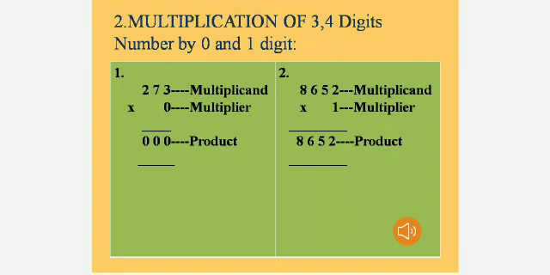As you can see on the left side, in the first example, I have taken a 3-digit number, that is 273, and this is the first term, called the multiplicand. Second, I am multiplying with 0. The second term, 0, is called the multiplier, and I am using the multiplication operator. Let us see the answer. 0 3s are 0, 0 7s are 0, 0 2s are 0. Here you can see that when we multiply any number with 0, the product will be 0 itself.